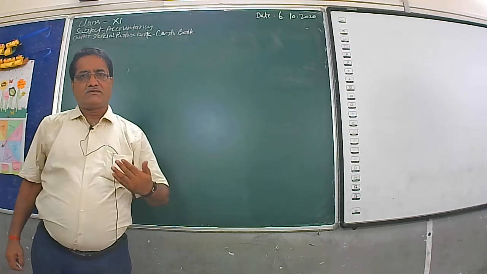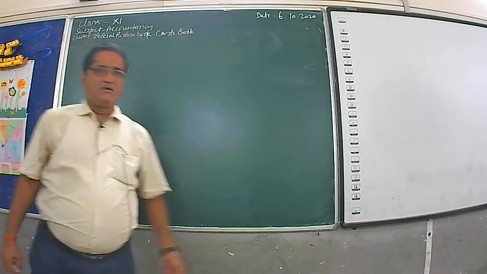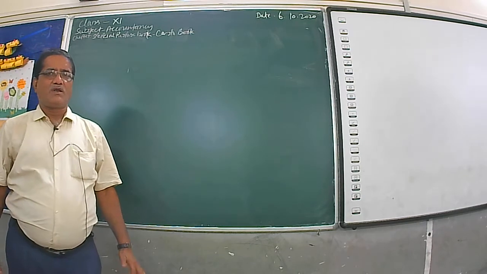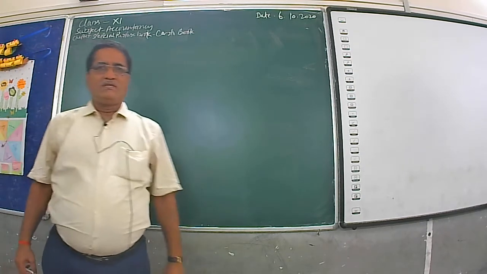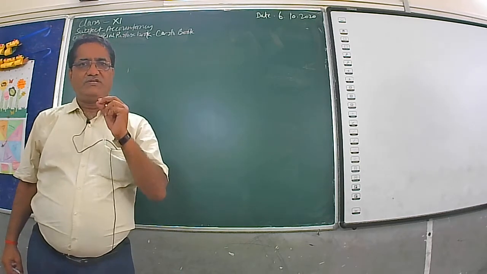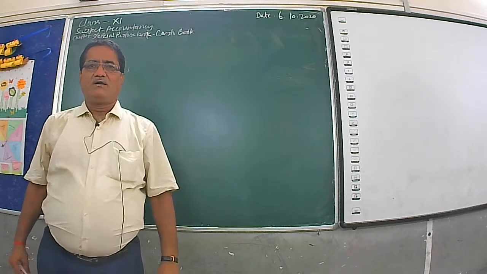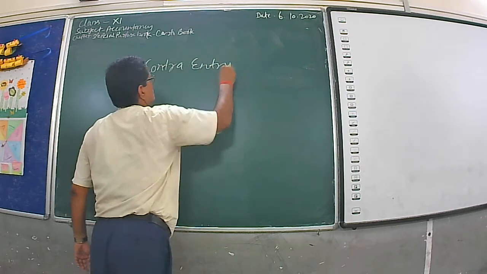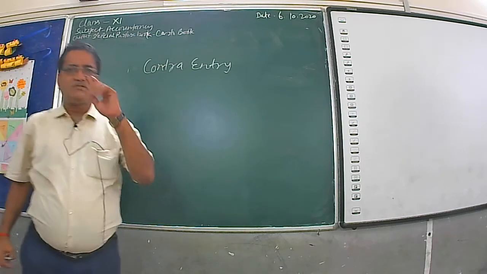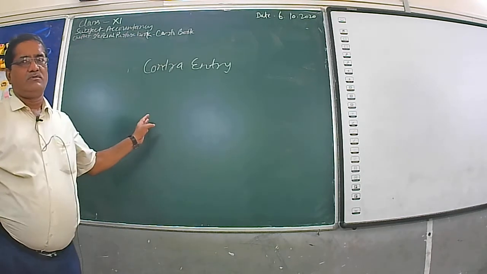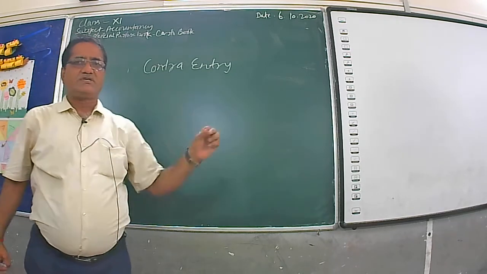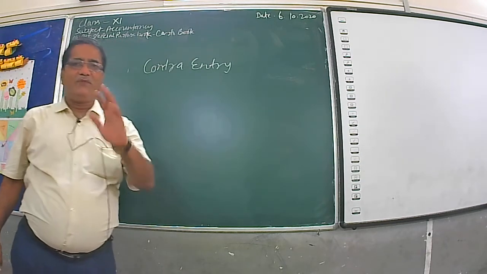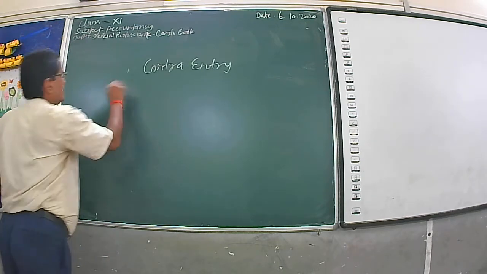Before starting the solution of any question, I would like to clarify one more point. In case of the double column cash book, that is the cash column and bank column, there is an important entry, that is a contra entry. A contra entry is a transaction which is recorded on both sides of the cash book. Contra entry can be in the following cases.